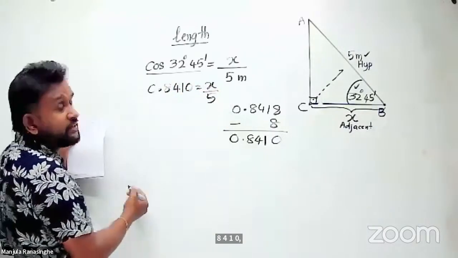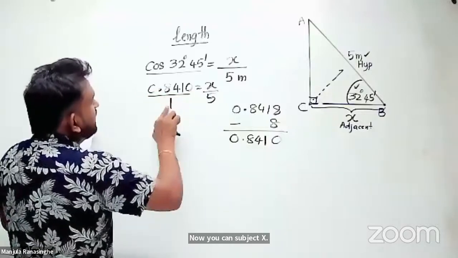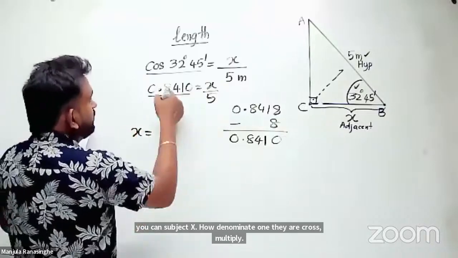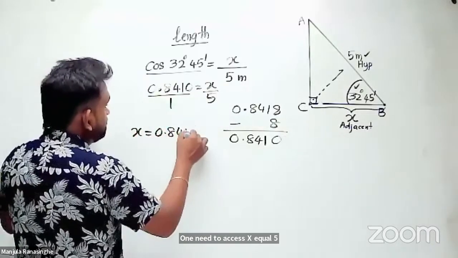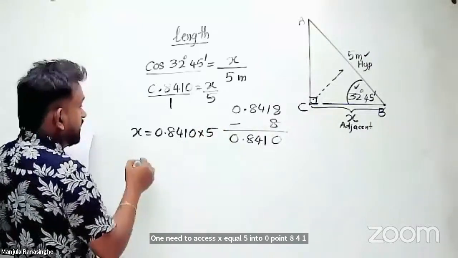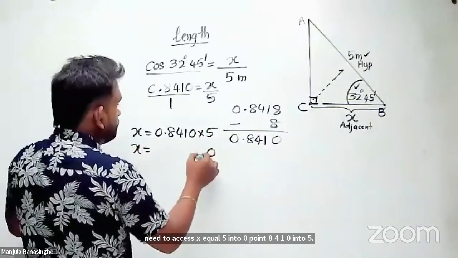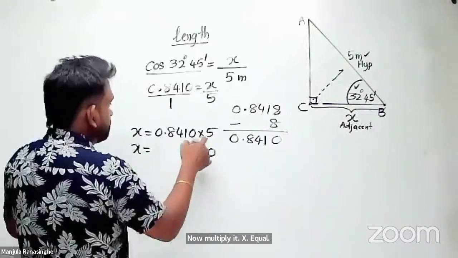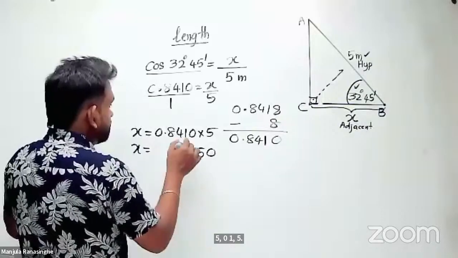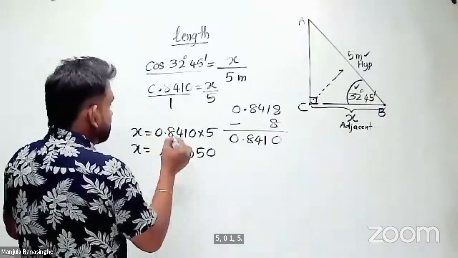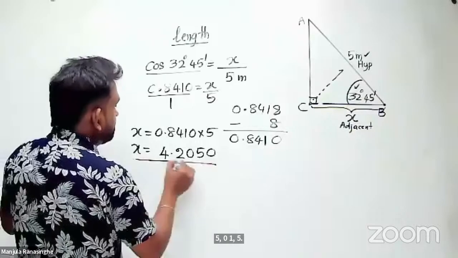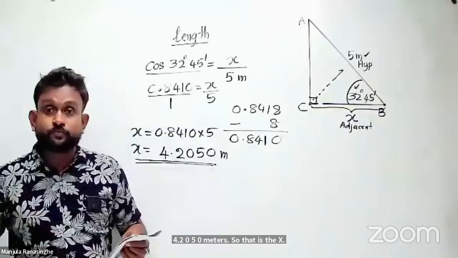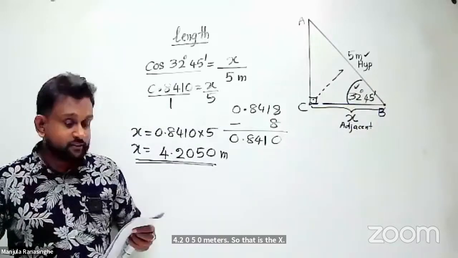Now you can make x the subject. How? Here the denominator is 1 there. Cross multiply. 1 into x is x, equal to 5 into 0.8410. Now multiply it. x equals 4.2050 meters. So that is the x. Right, correct it. Everyone got it? So that's the first part.